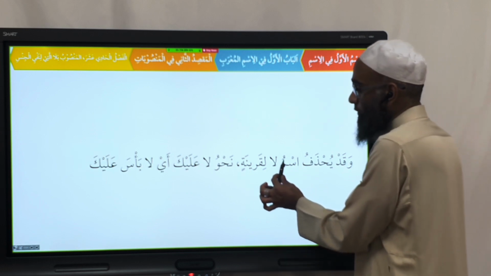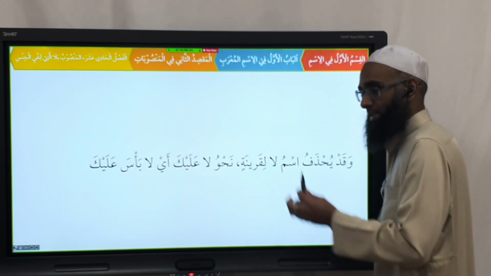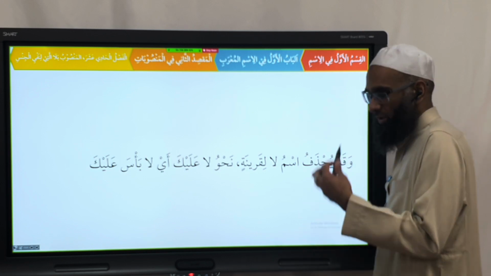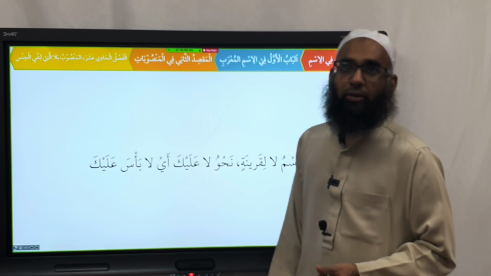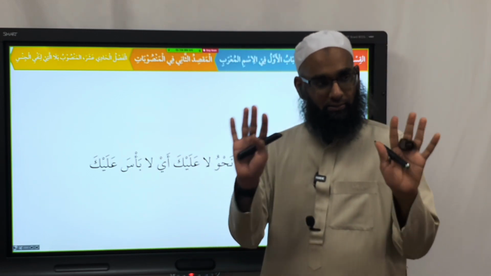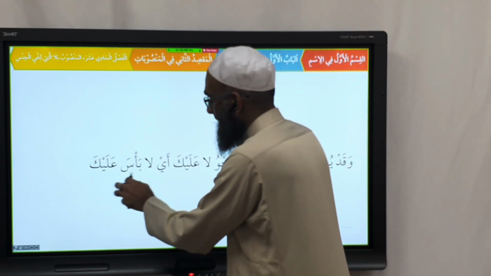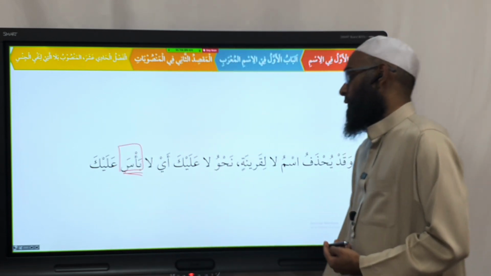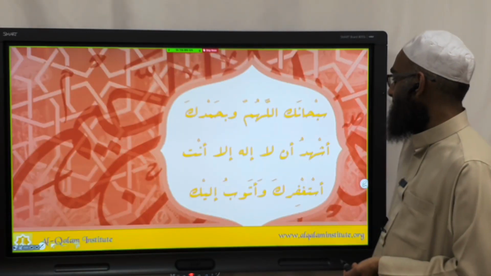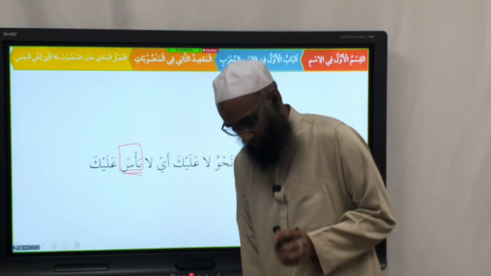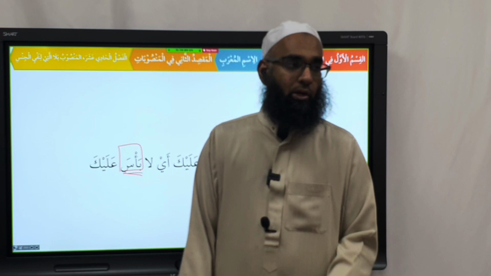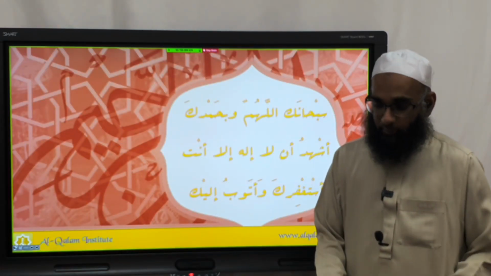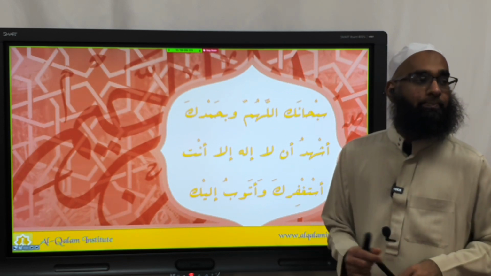وَقَدْ يُحْذَفُ اسْمُ لَا لِقَرِينَةٍ. The ism of la can be removed when there's a qarina. You can understand from the context. Somebody's worried, somebody's scared, say la alayk. Ay, la ba'sa alayk. The ism is mahzuf. You're allowed to do that. You can remove the ism of la. Okay? And those are the main points he's mentioned regarding la linafi al-jins. Okay? Everybody understood? Any other questions?